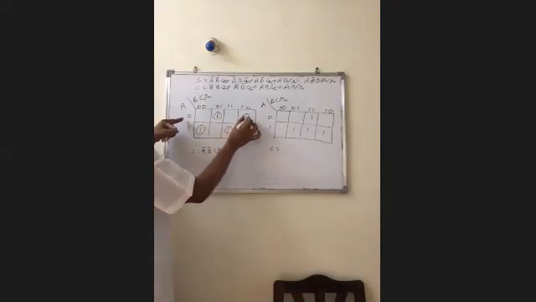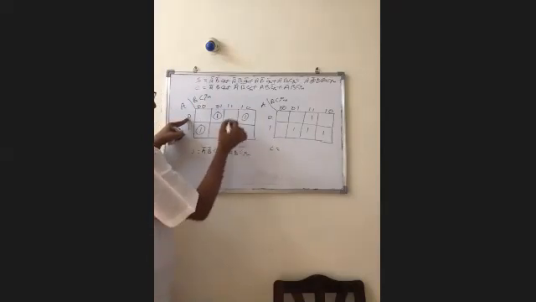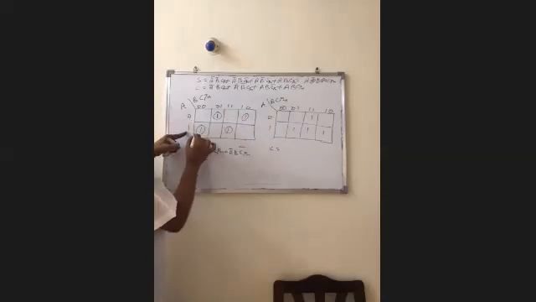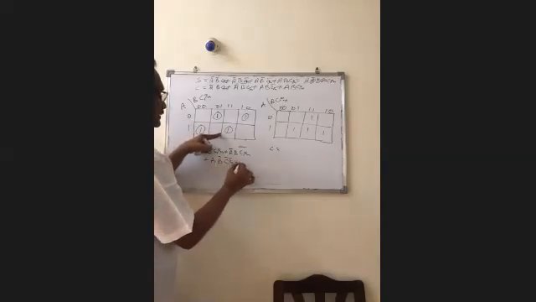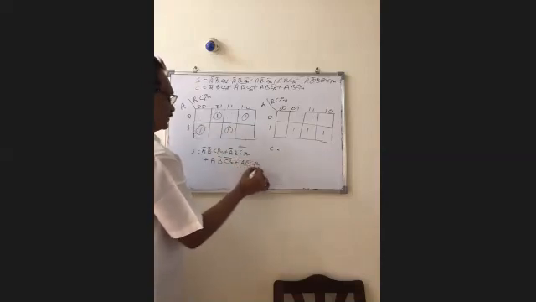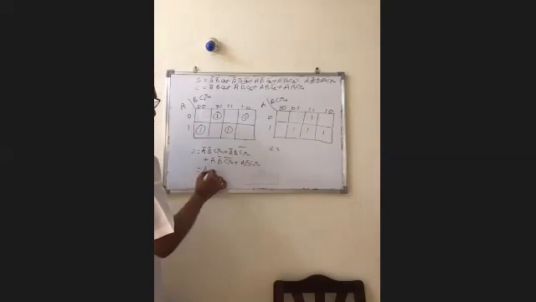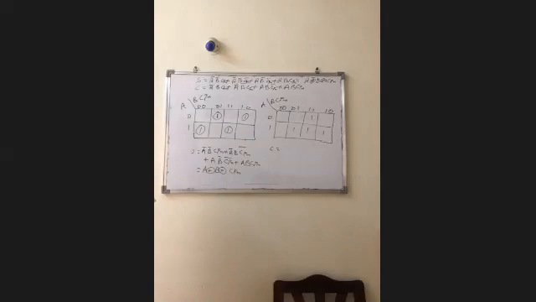Plus, for this one you have to write A bar, B, C in bar. Plus, for this one, A, B bar, C in bar. Plus A, B, C. So it is nothing but the output expression of a 3 input exclusive OR gate.